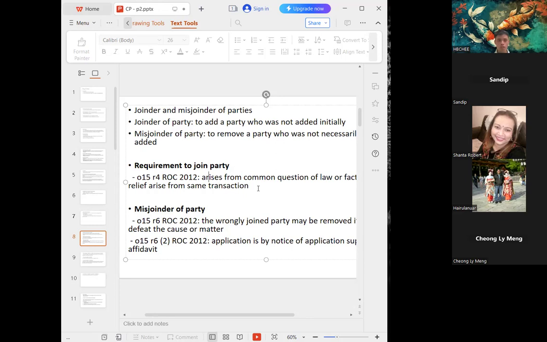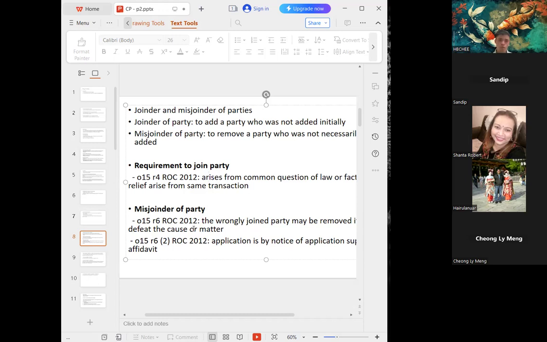Okay, so misjoinder of party. If you want to remove a person from the party because it's not necessary for them to be joined, right? Yes, you can remove them, provided that it will not defeat the cause or matter. So right now in the action, I am bringing this action against A, B, and C. Suddenly, I realize that C is an innocent party who has accidentally joined as a party in the action. Right now, I want to remove him as a party, so I just focus on A and B.